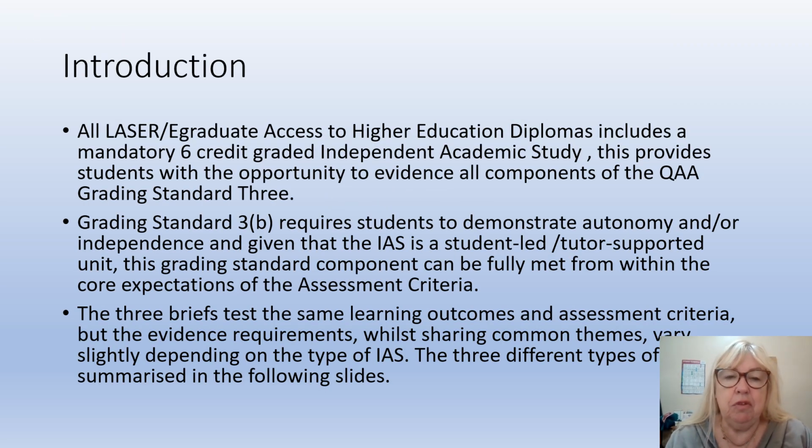Okay, let's just think about it then. All the Access to Higher Education Diplomas have this unit. It's a 6 credit unit, so it's quite a large unit, and it is graded, so distinction, merit, pass. So if you get 6 credits, there's a chance of 6 distinctions, 6 merits. So it's quite an important unit, really, for you.